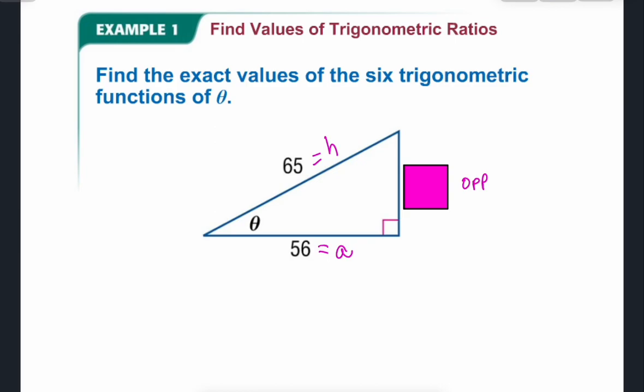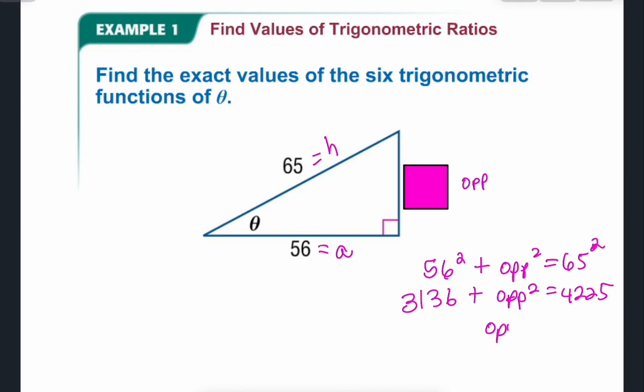The sum of the legs squared is equal to the hypotenuse squared. So I know that 56 squared plus our opposite squared should equal 65 squared. It's always equal to the hypotenuse squared. 56 squared is 3,136. 65 squared is 4,225. So our opposite squared is 1089. And so our opposite will just be the square root of that.